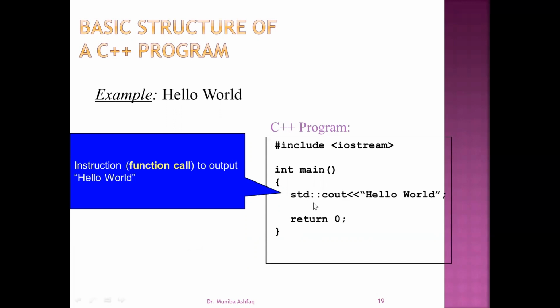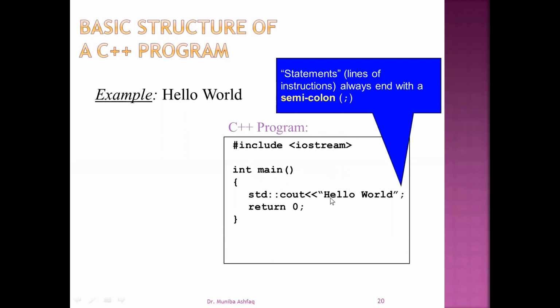This is std::cout << "Hello world". You can see that std::cout is the statement to output hello world. The cout stream object is from the namespace std. And every C++ statement ends with this semicolon.